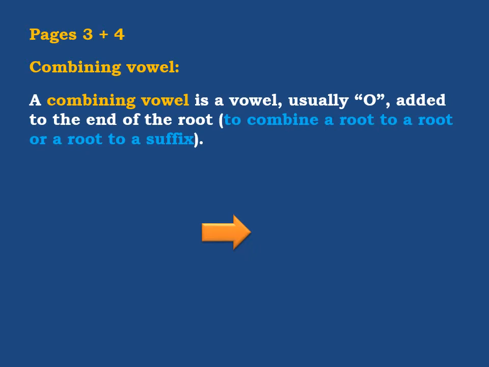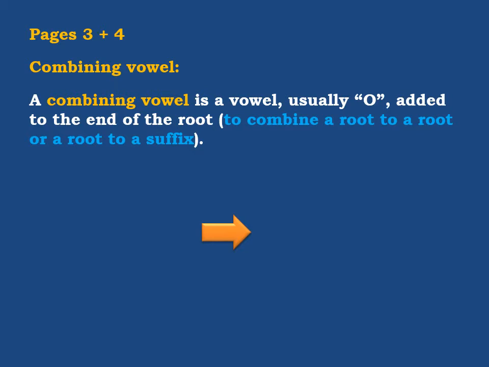Now, let's talk about something which is mentioned on page 3 called the combining vowel. What is a combining vowel? A combining vowel is a vowel, usually O, added to the end of the root to combine a root to a root or a root to a suffix. So here he says we use the vowel O to combine. That's why it is called combining, and vowel because the O is a vowel. It is a combining vowel.